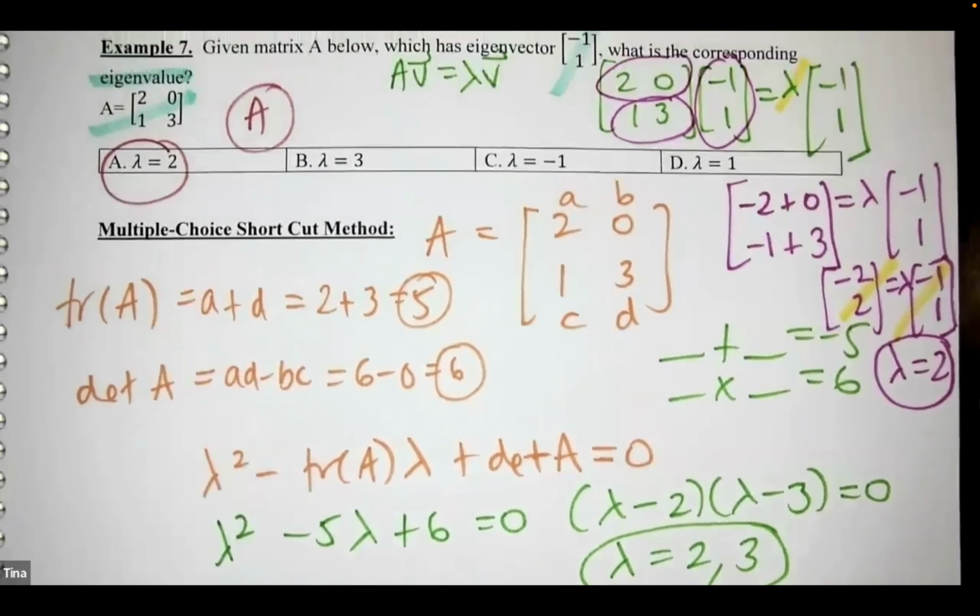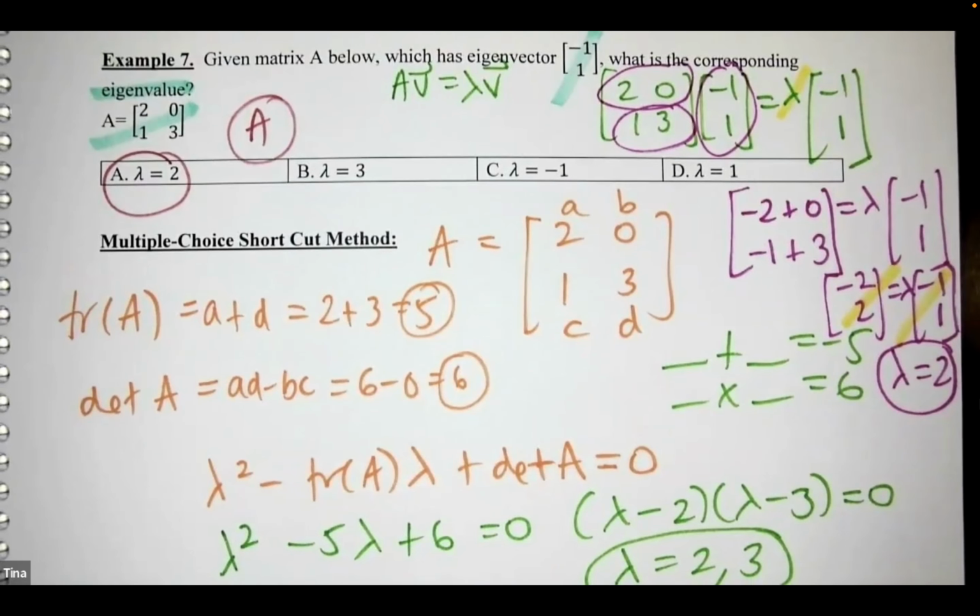So see how fast that was? If they give you the eigenvector, use your formula that A times V equals lambda times V. Put the lambda as lambda, fill in everything else with your eigenvector, and then you can solve it by inspection, that kind of thing. Okay? So just something to keep in mind, okay?